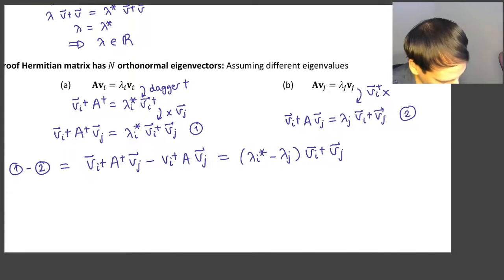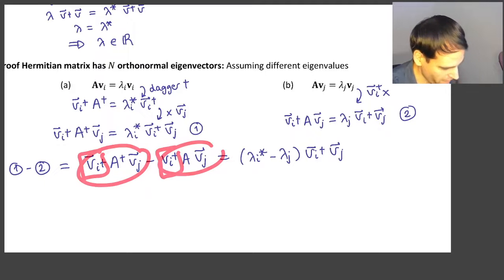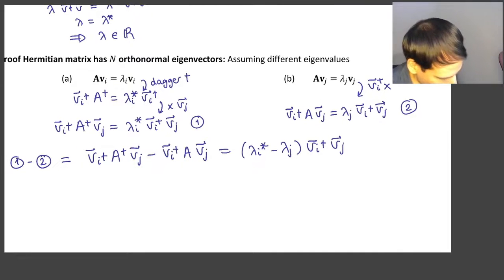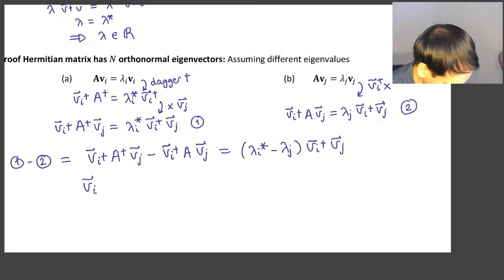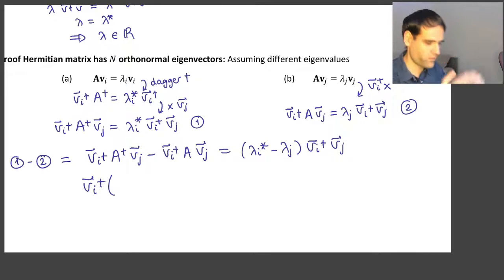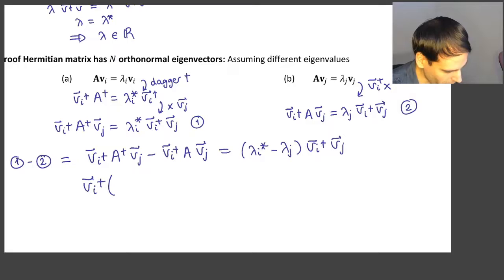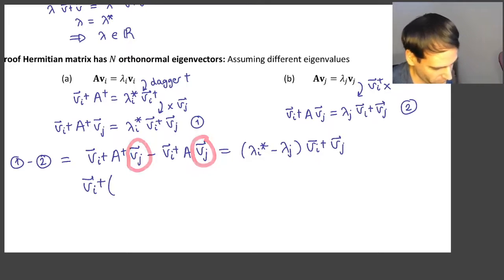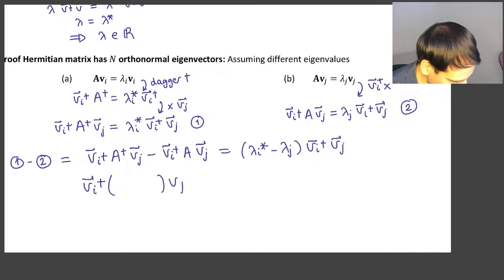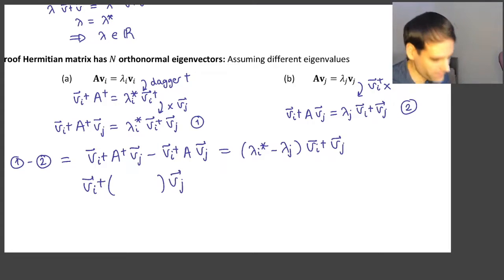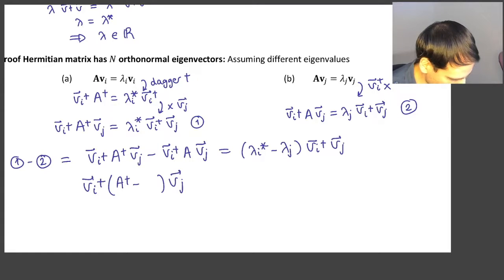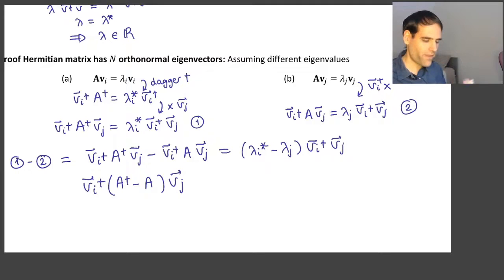Next, we are going to factorize the left-hand side. So notice that these two terms, this one and this one, they are both multiplied by Vi dagger on the left, right? So therefore, we can factorize Vi dagger on the left times what remains. But they are also multiplied by Vj on the right. Therefore, we can factorize Vj on the right. And what is left inside? We get A dagger minus A. Okay, so we just factorized Vi dagger on the left and Vj on the right.